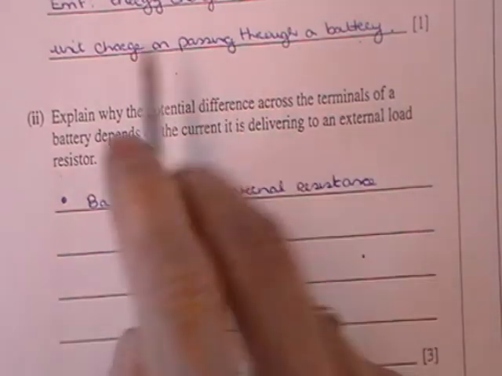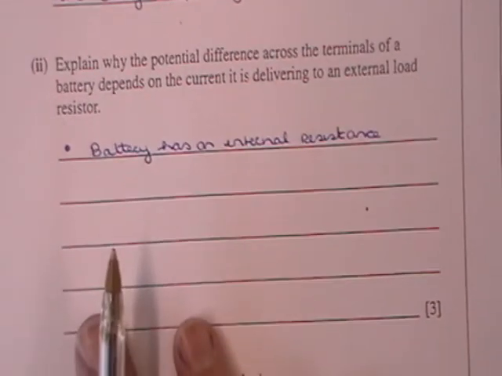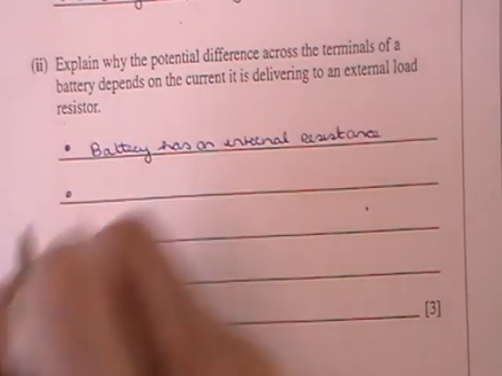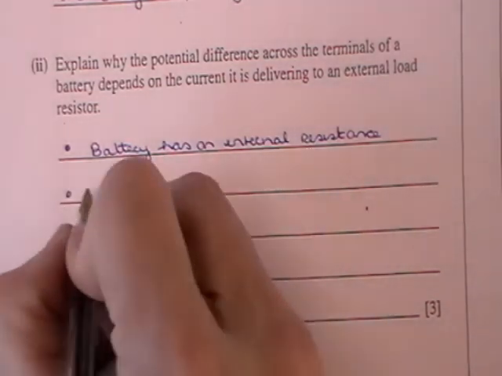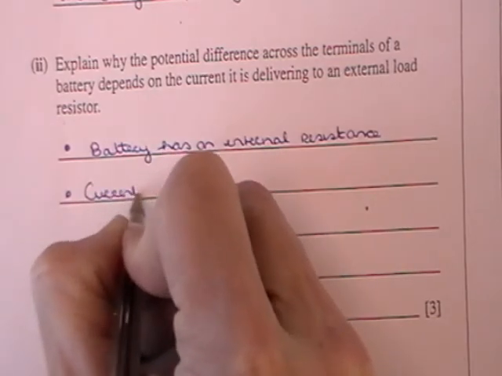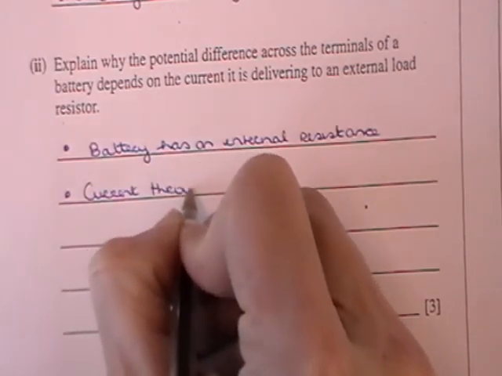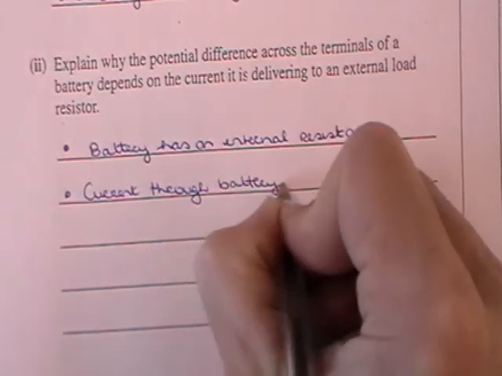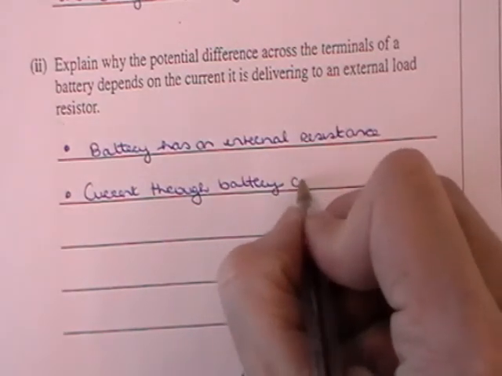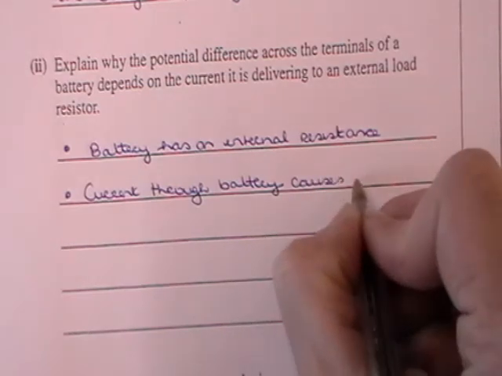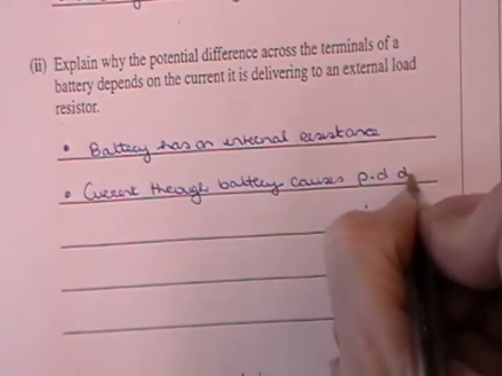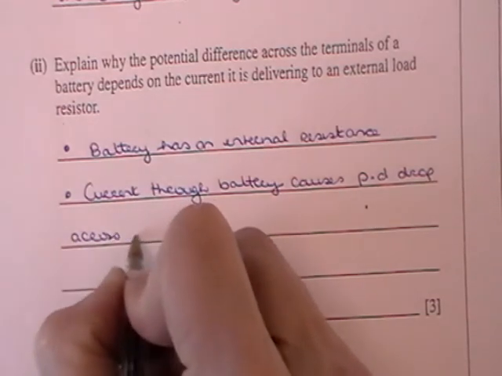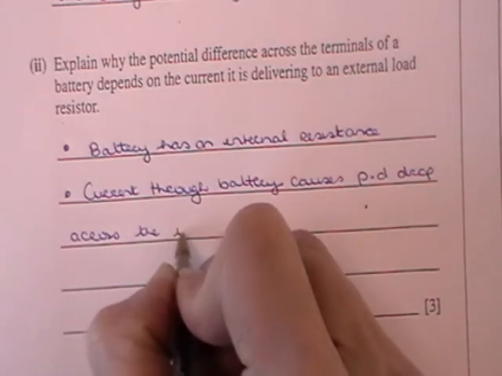Because not all of the EMF available across the battery is going to be available to the load that's going to be connected. So the current through the battery causes there to be a potential difference drop across the internal resistance.